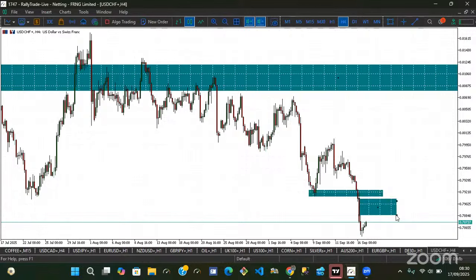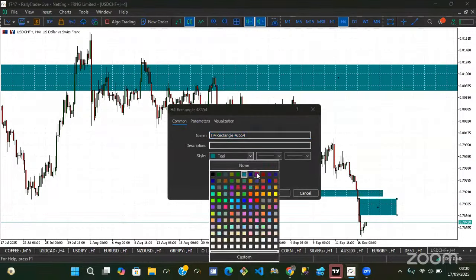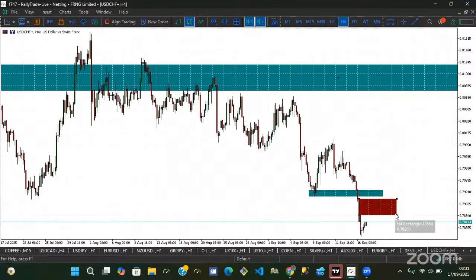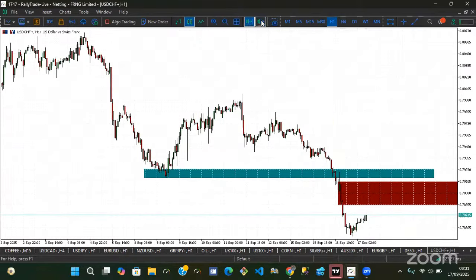Price will most likely struggle inside of this area. This is a 4-hour fair value gap. Once price enters here, there's like a force pulling price into here. Once it does, it repels it back to the downside.